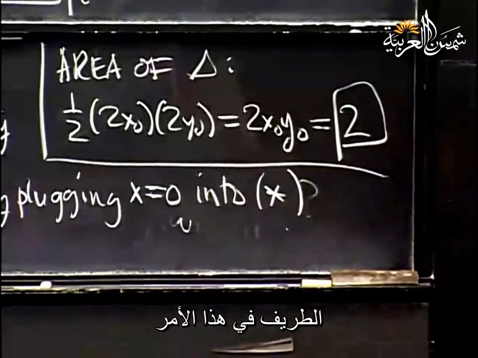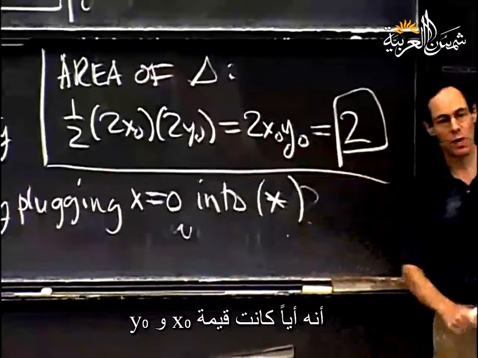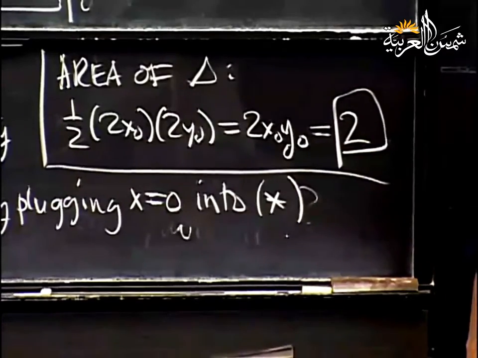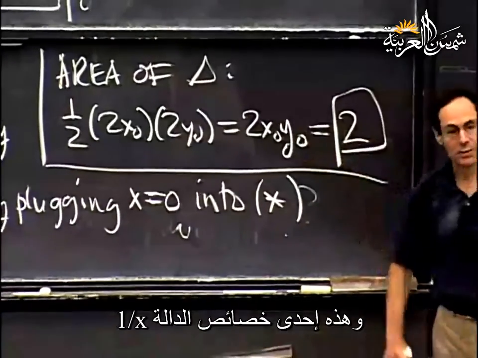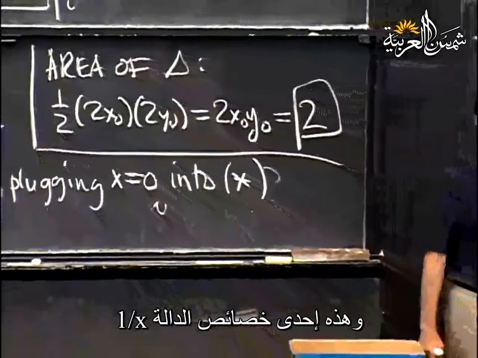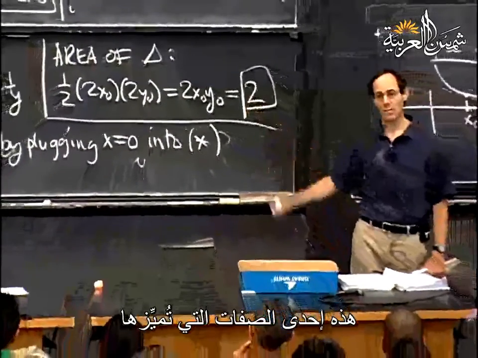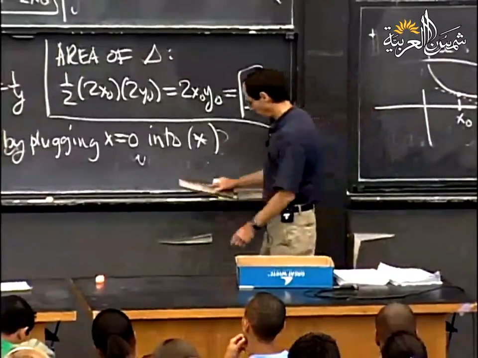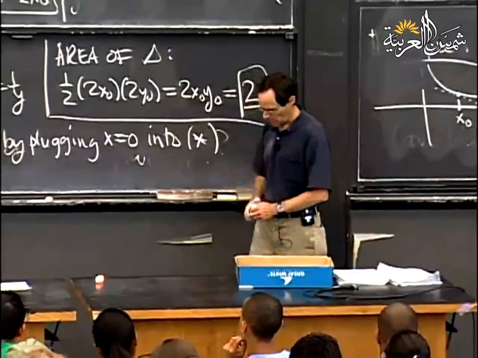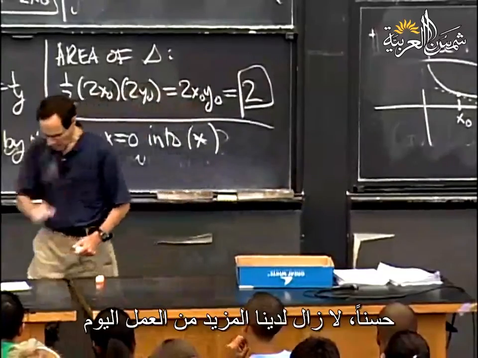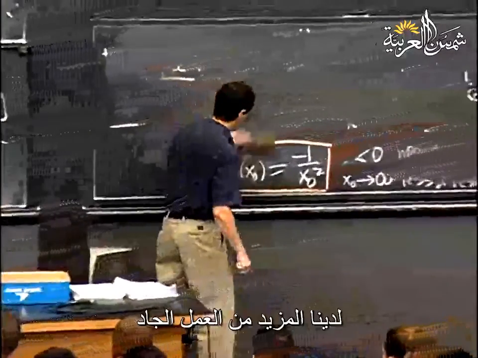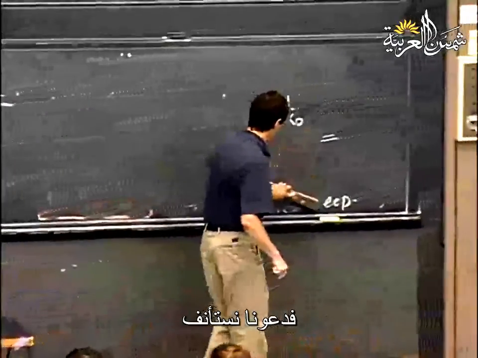So the amusing thing in this case is it actually didn't matter what x0 and y0 are. We get the same answer every time. Now, that's just an accident of the function 1 over x. It happens to be the function with that property. All right. So we still have more business today, some serious business. So let me continue.